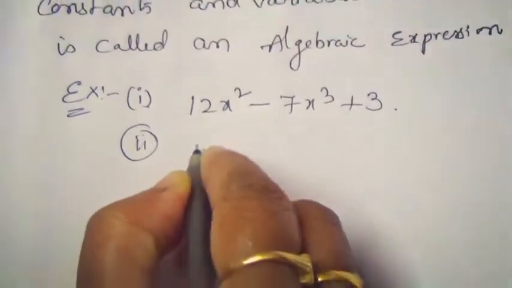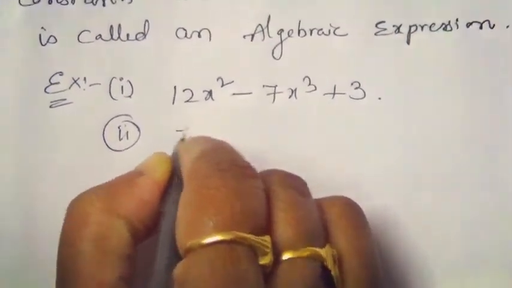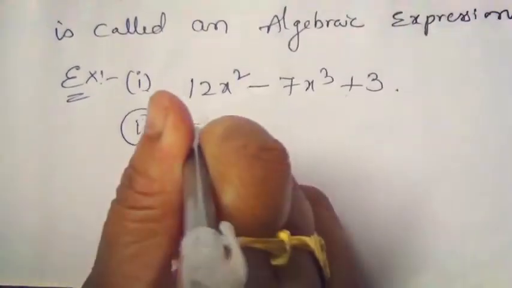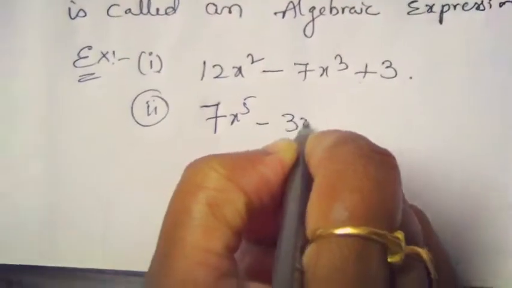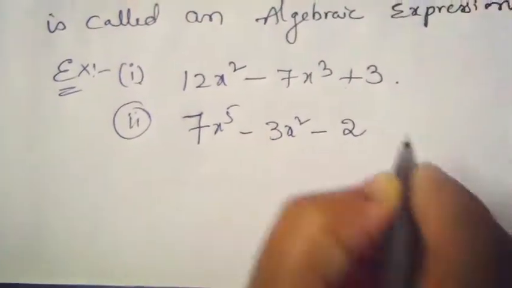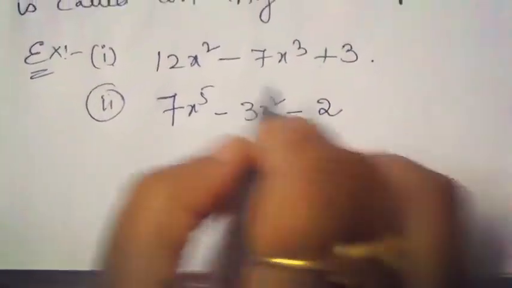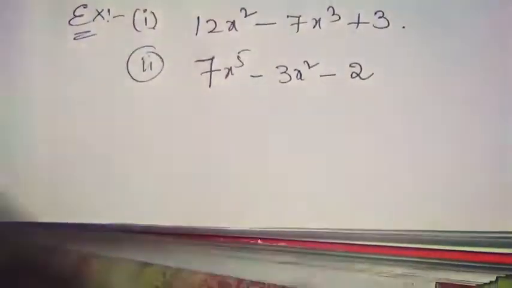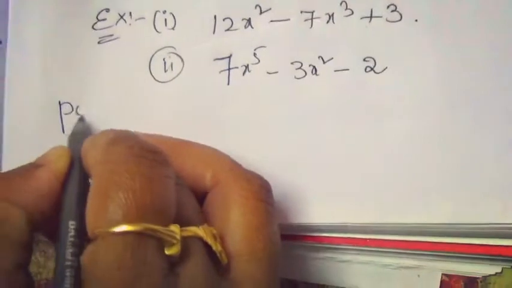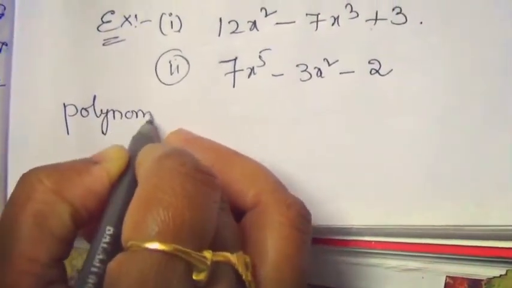So the second example is 7x to the power of 5 minus 3x square minus 2, which is also an example of an algebraic expression. Okay, so what is the exact definition for a polynomial? The exact definition for the polynomial.